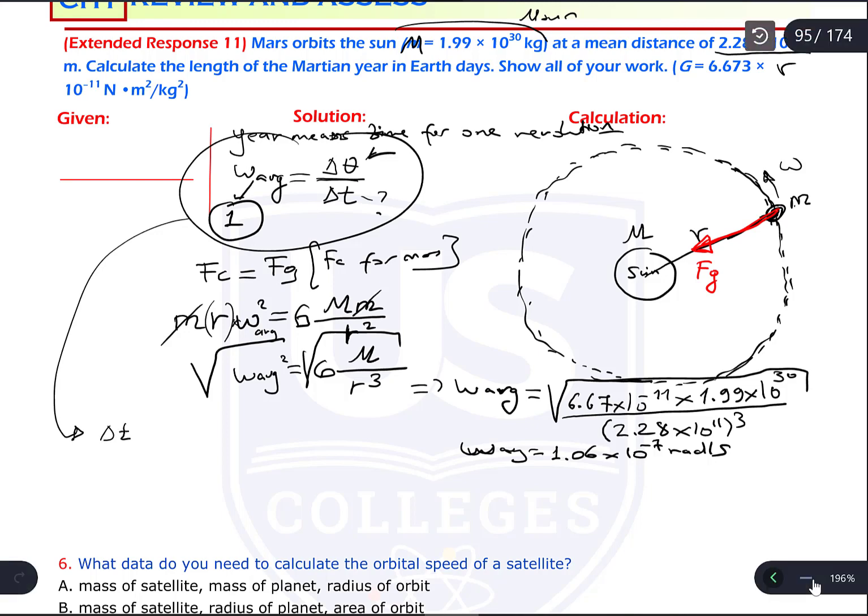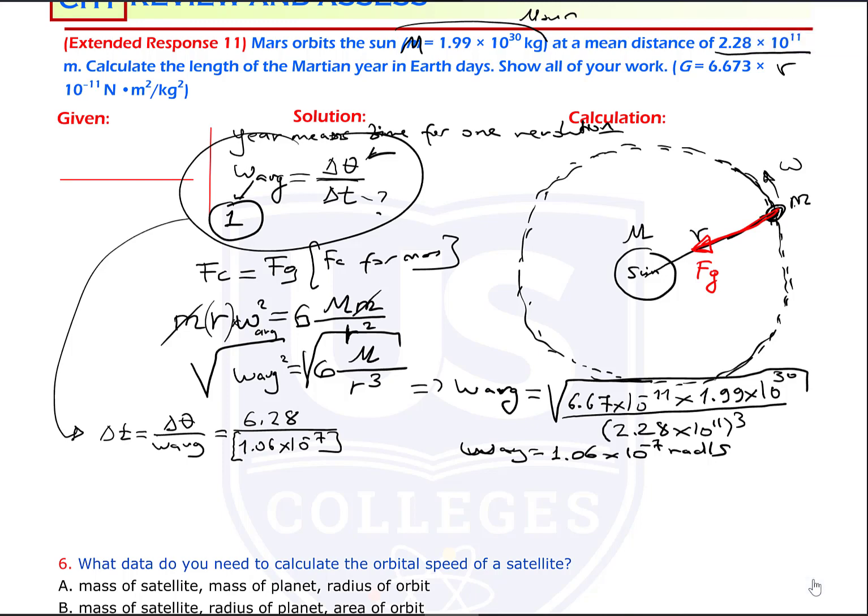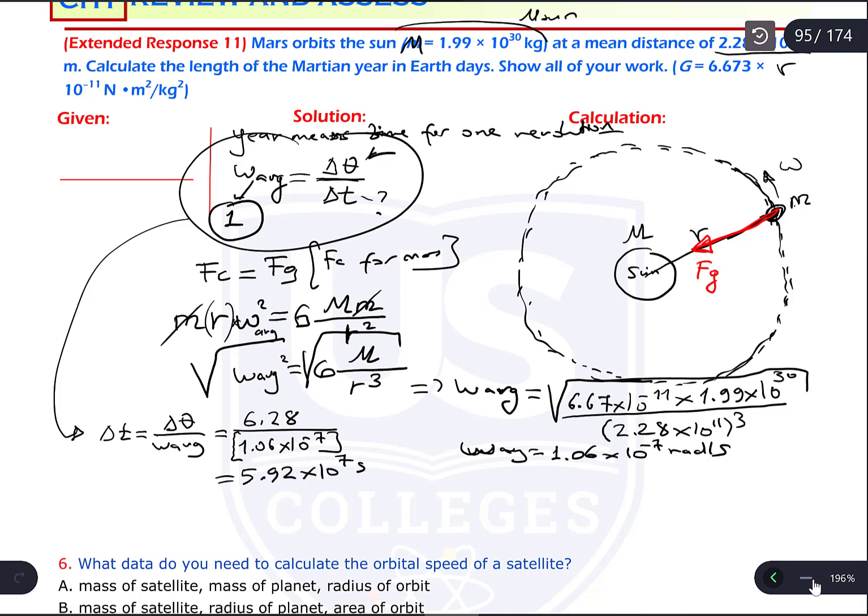Delta t is going to be delta theta over omega average of Mars. Delta theta for one revolution is 6.28, divided by the average angular speed of Mars, 1.06 times 10 to the power of negative 7. So let's calculate it. 6.28 divided by the answer, which is going to be 5.92 times 10 to the power of 7 seconds.